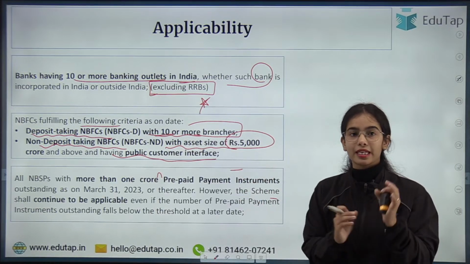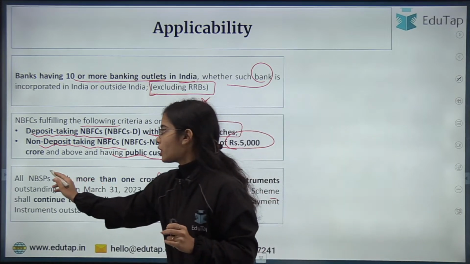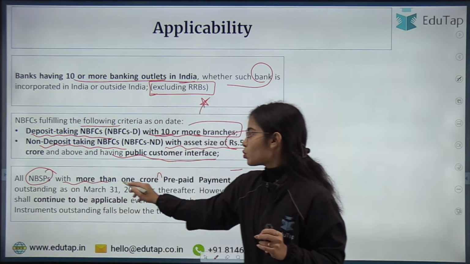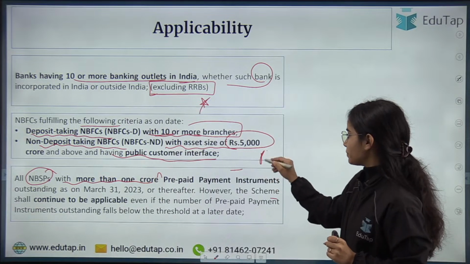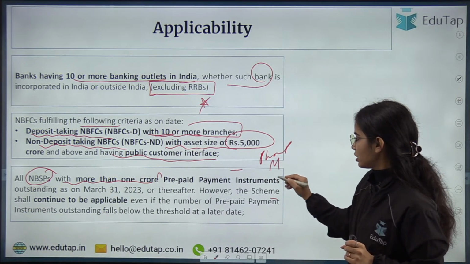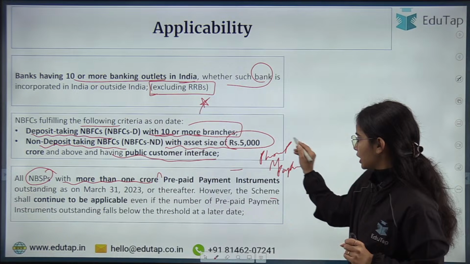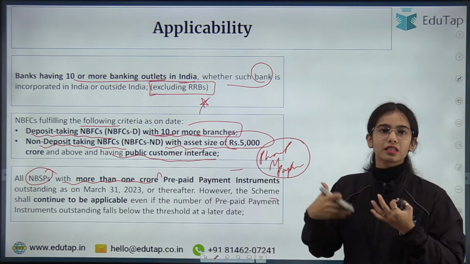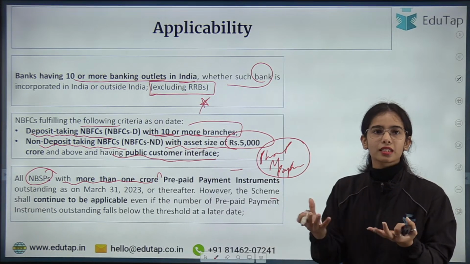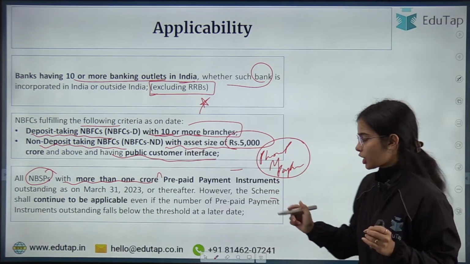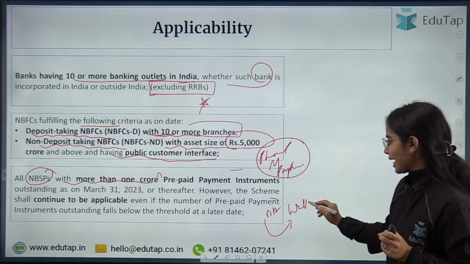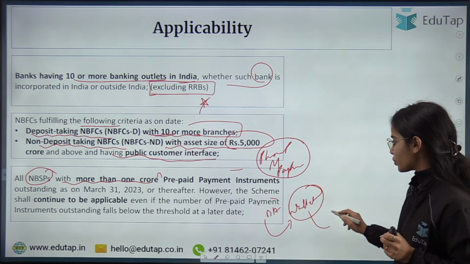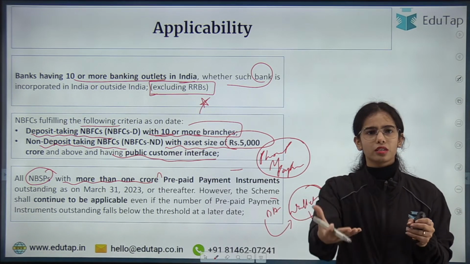All the NBSPs, that is all the non-bank system participants with more than 1 crore prepaid payment instruments like PhonePe, MobiKwik, Paytm, they provide the wallets. Wallets are the prepaid payment instrument. You are transferring the money from your bank account to the wallet, and then through this digital wallet you are paying the different merchants. Okay.